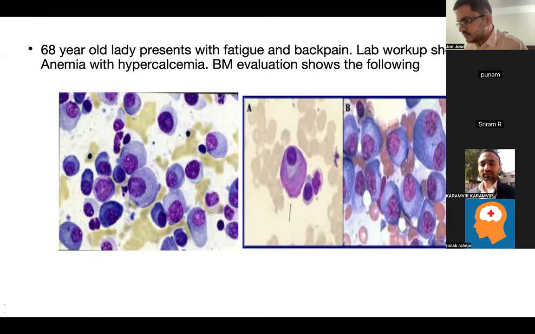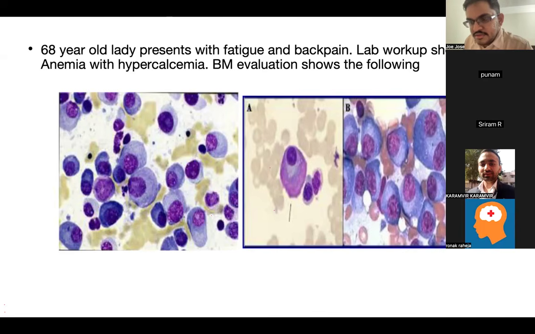Yes, sir. That is deletion 17, then P53, then, okay, I'll quickly say that exactly. Translocation 4;14, translocation 14;16, translocation 14;20, deletion 17p, gain 1q, and deletion 1p. Okay. Now can you tell me the ISS staging for myeloma?